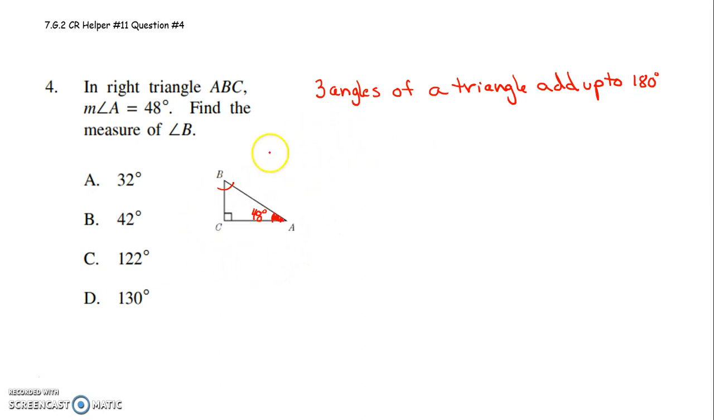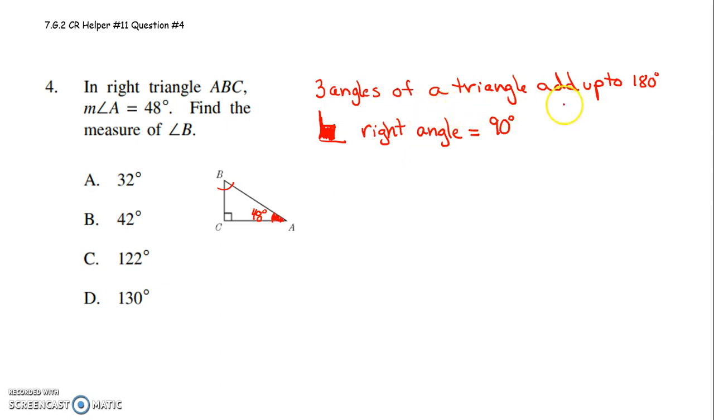You also have to know from this visual what this little box means. If you see this little box right here in the corner of an angle, just like that, little box there, that means you have a right angle. And how many degrees are in a right angle? A right angle measures 90 degrees. All right, so let's take a look.